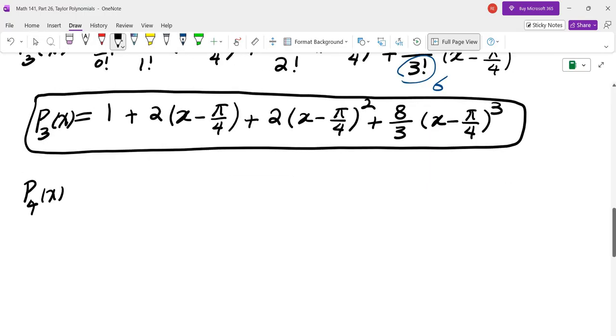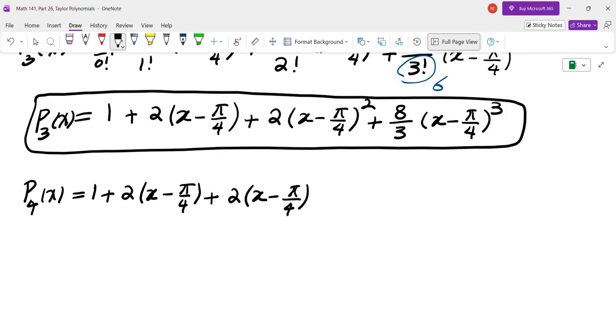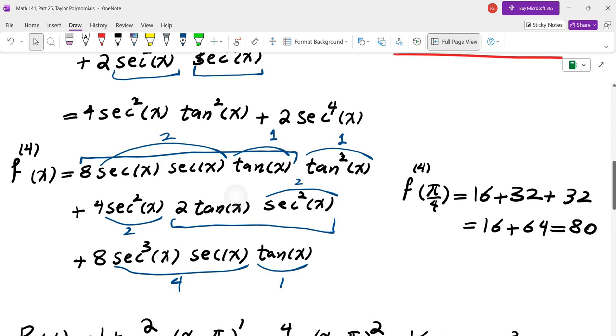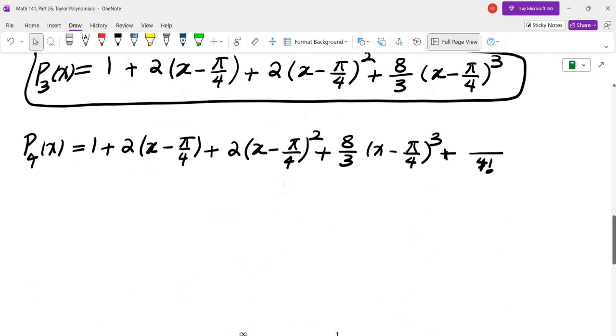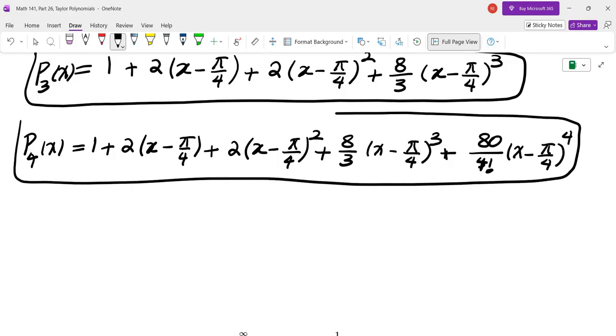The fourth one is the same, except we have to add one more term. So 1 plus 2 times (x minus pi over 4) plus 2 times (x minus pi over 4) squared plus 8/3 (x minus pi over 4) cubed, plus we'll have to multiply by f4 divided by 4 factorial. The fourth derivative of that is 80 divided by 4 factorial times (x minus pi over 4) to the power of 4. So that's the fourth Taylor polynomial of tangent at pi over 4.